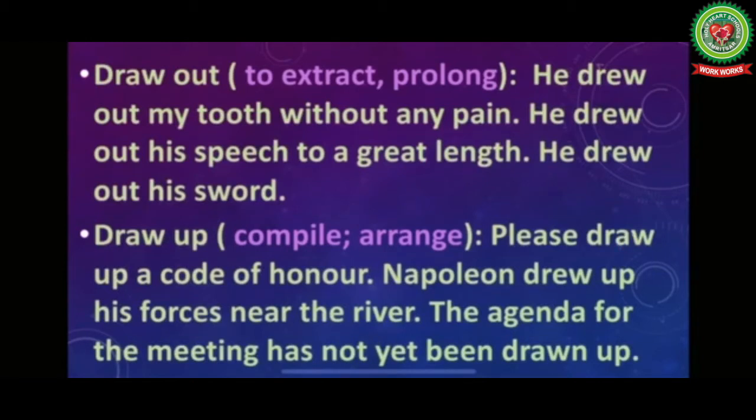One more sentence. Napoleon drew up his forces near the river. So what Napoleon did, he arranged his forces near the river, or we may say compiled his forces near the river. So the phrasal verb here is drew up. The agenda for the meeting has not yet been drawn up. So drawn up here means compiled. So instead of using the word compiled, we may use the phrasal verb drawn up or draw up.